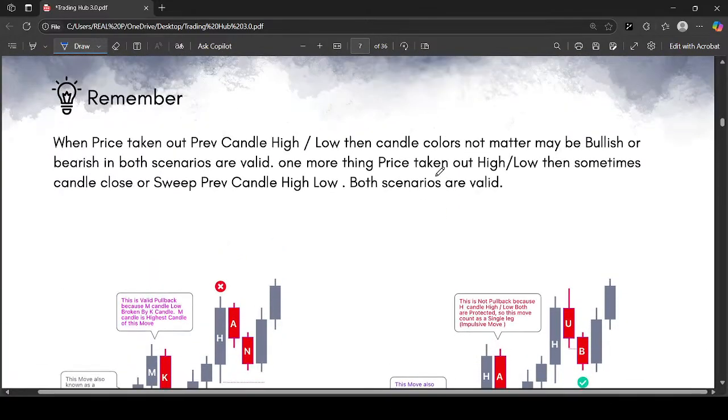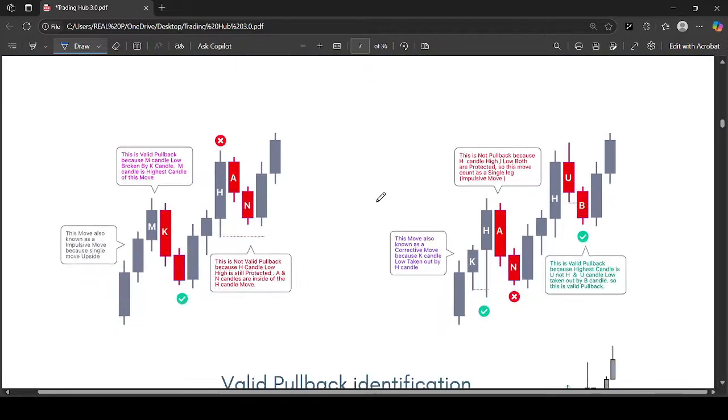So when price takes out the previous candle high or low, then the candle color does not matter. Maybe it may be bullish, maybe bearish. In both scenarios, they are all valid. Many times people want to gauge a pullback. They want to know if price has actually done a pullback, and they begin to look for the color of the candles, right? They say, oh, as long as we have seen bearish candles form, these are bearish candles and we have a pullback.